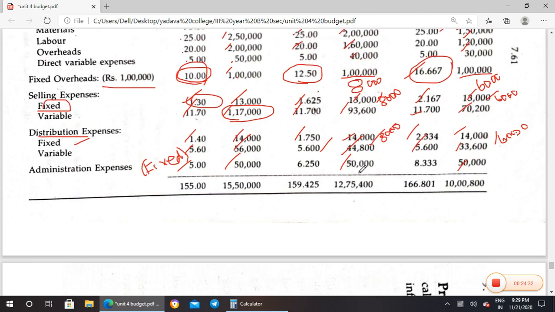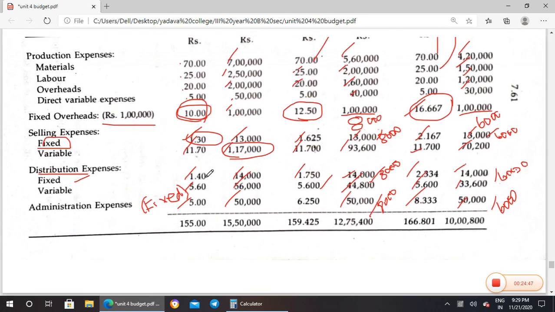So fixed means 50,000 divided by 8,000, you will be getting the per unit rate. The same procedure, 50,000 will be divided by 6,000, you will be getting the per unit rate. So just we have to add all these things.